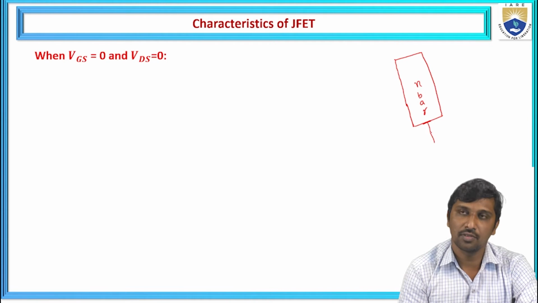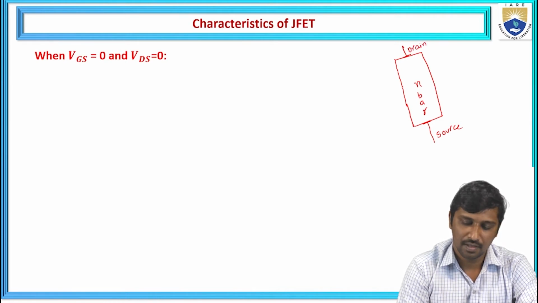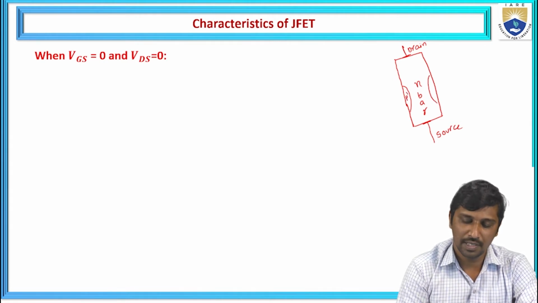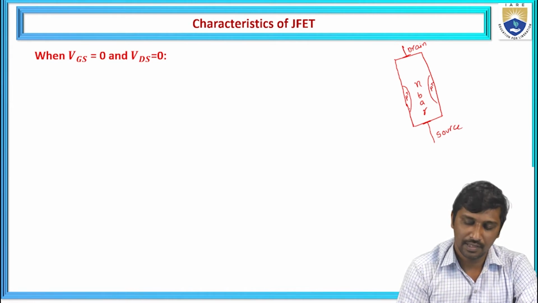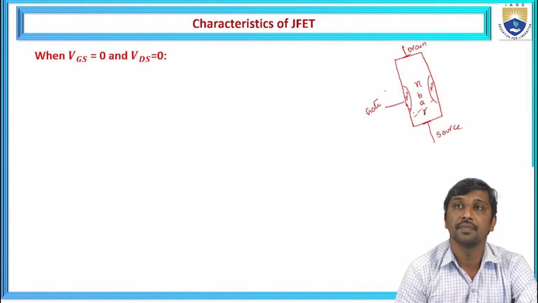One end electrode is represented as the source. Another end electrode is represented as drain. And the opposite two ends are doped with heavily doped material, this is P plus. Then internally these two are shorted. Externally one electrode is connected, that is called the gate.